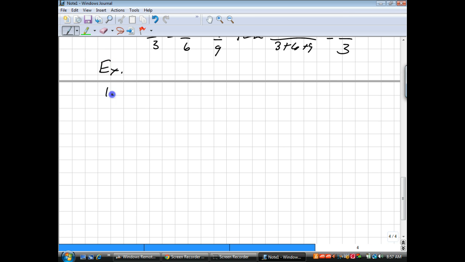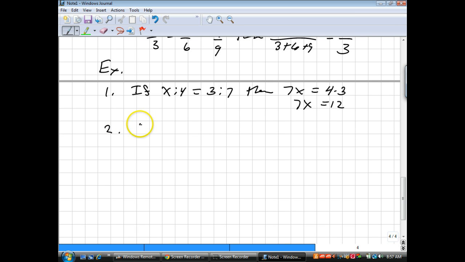So number 1, if x is to 4, as 3 is to 7, then 7x has to equal, so we multiply the extremes, so it has to equal the product of the means, so 4 times 3. So 7x equals 12. Okay? And that is the property of means and extremes.